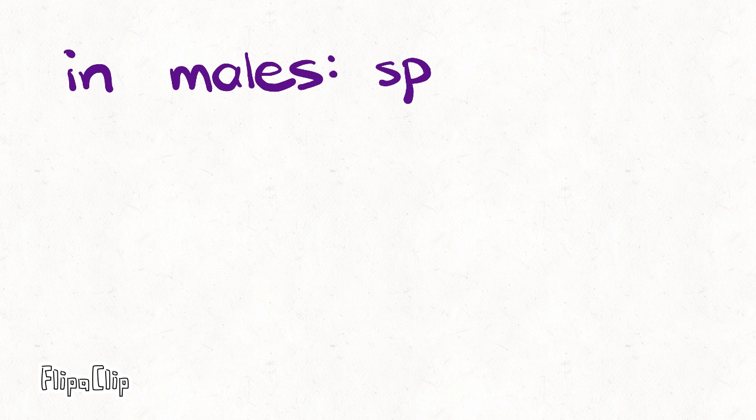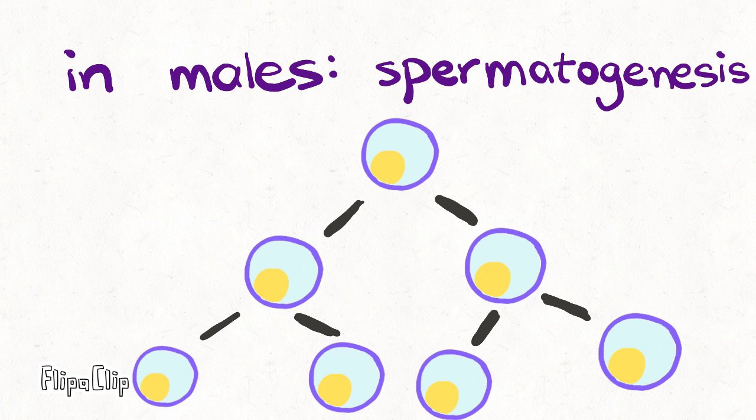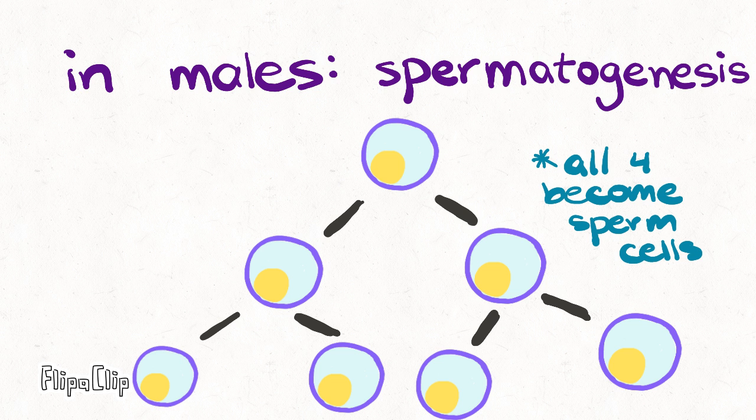Spermatogenesis occurs in males. All 4 daughter cells will have equally divided cytoplasm, and therefore all will become sperm cells.